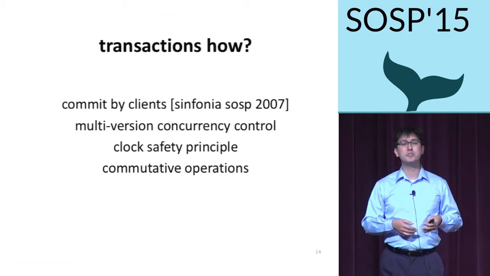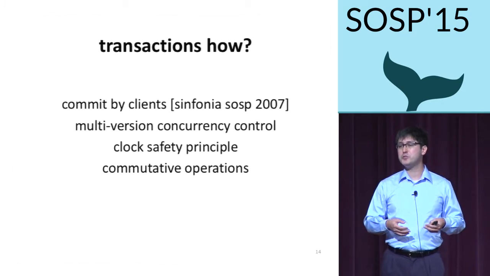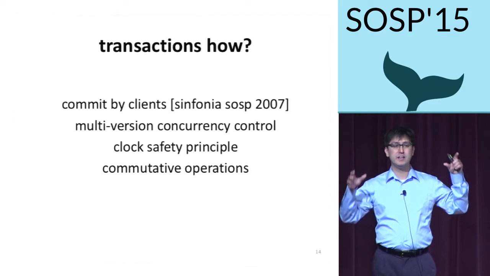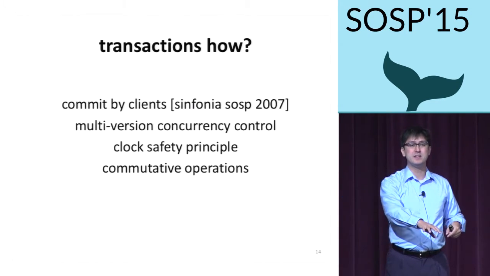And the last thing that we do, the last high-level idea, is that we want to use commutative transactions so that if two transactions modify the same data, they don't have to abort.